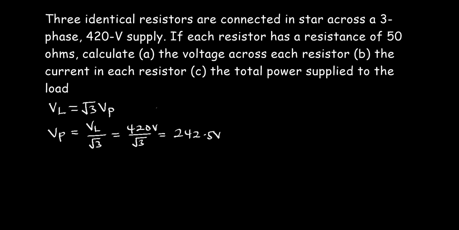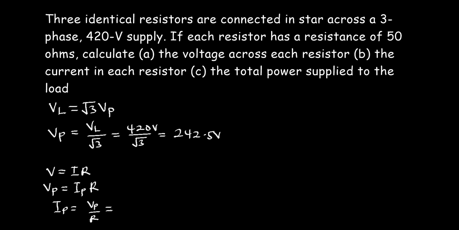So now let's look at how you can find the current in each of the resistors. You know that voltage is equal to the product of current and resistance. So to find the current, you just have to make the current the subject. But in this case, you want to find the current on each resistor. So you can see that the phase voltage should be equal to the phase current times the resistance of the load. So you're going to have the phase current to be equal to the phase voltage divided by the resistance.